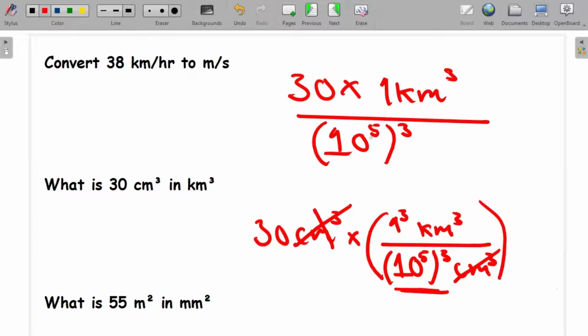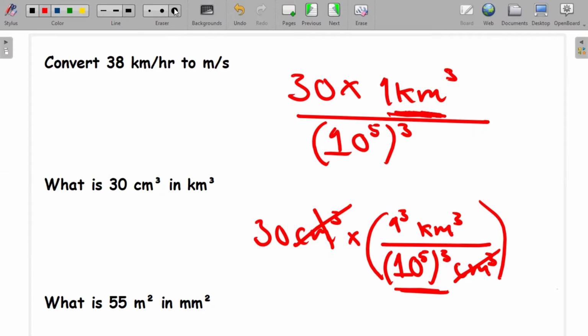of which I explained using basic rules of indices. When you have a number raised to a power, then brackets to another power, it is the same as multiplying these two powers. So it's just the same as 10 to the power 5 multiplied by 3, which is to the power 15. So you can divide 30 over 10 to the power 15, and that's how you're going to get your answer. But you already have your desired unit of measurement, which is the cubic kilometer there.